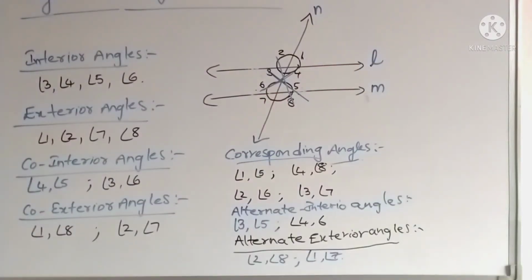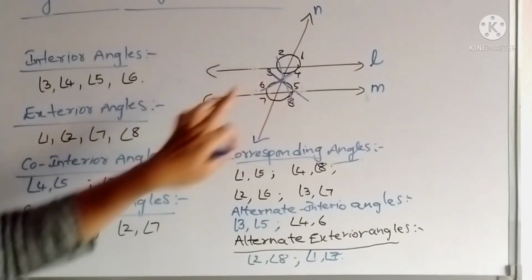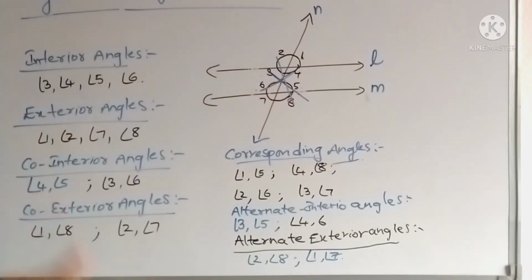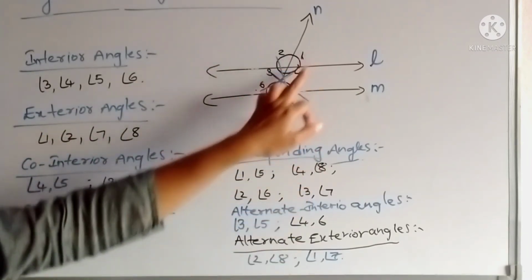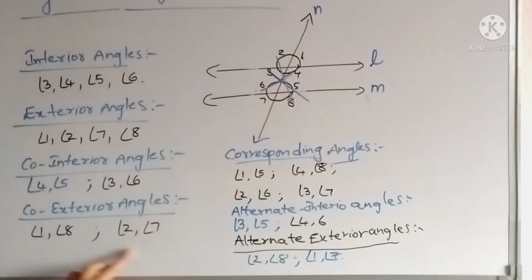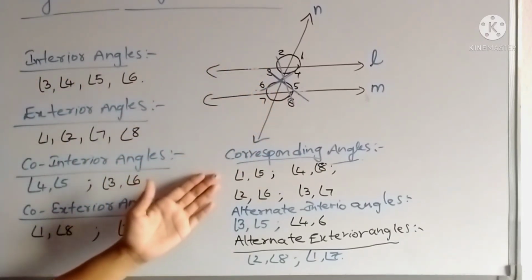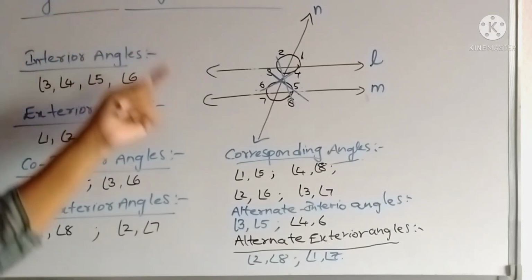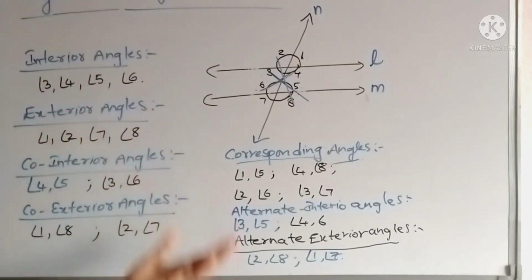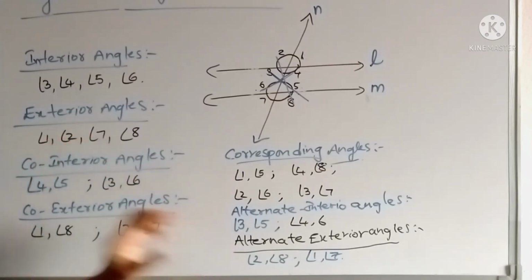So co-interior angles means the angles which lie on the same side of the transversal. Okay, angle 4, angle 5, angle 3, angle 6. And co-exterior angles means the exterior angles which lie on the same side of the transversal: angle 1, angle 8, angle 2, angle 7. Okay, next, coming to the corresponding angles, these three are very important, we use them in problems. Corresponding angles means one angle must be interior, the other exterior, and they both are not adjacent angles. They must lie on the same side of the transversal.